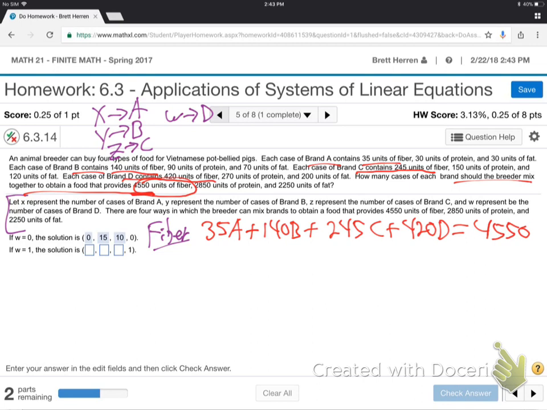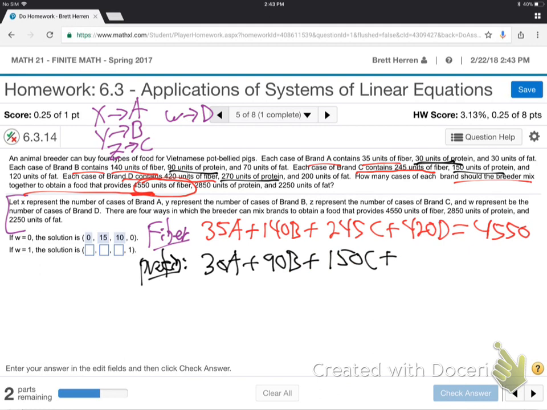And then you do the same thing now for the next thing. What comes after fiber? Protein. And I go, okay, now I'm going to write a protein equation. And I go 30A, because that's what it says, A protein. B, it says 90 protein. C, it says 150 protein. D, it says 270 protein. And what's the protein total?